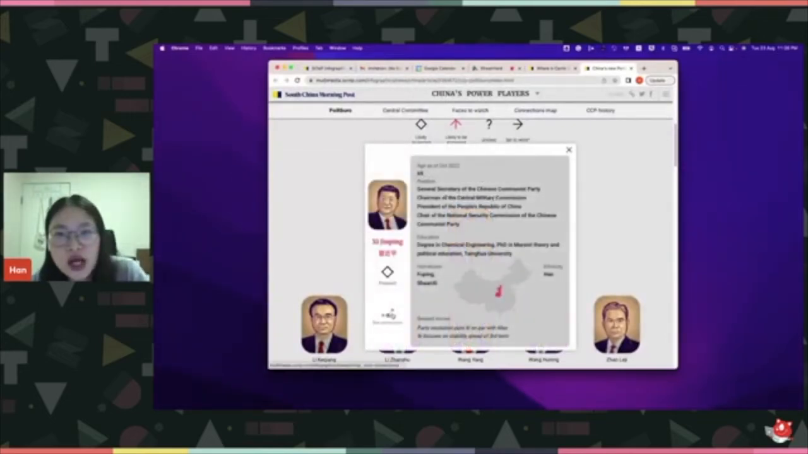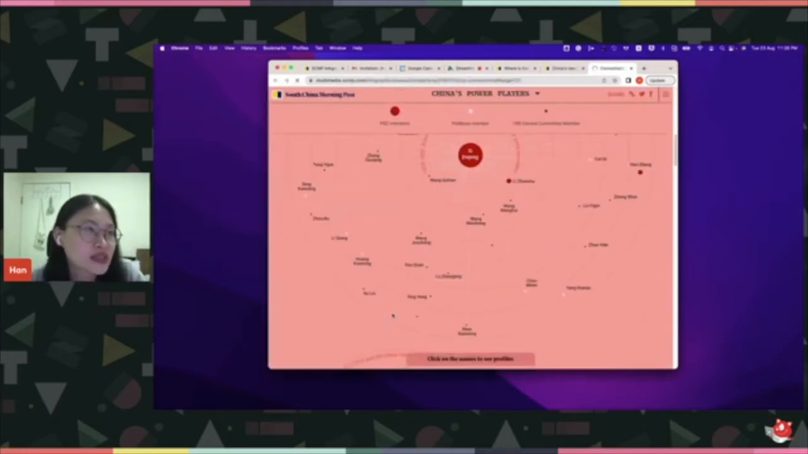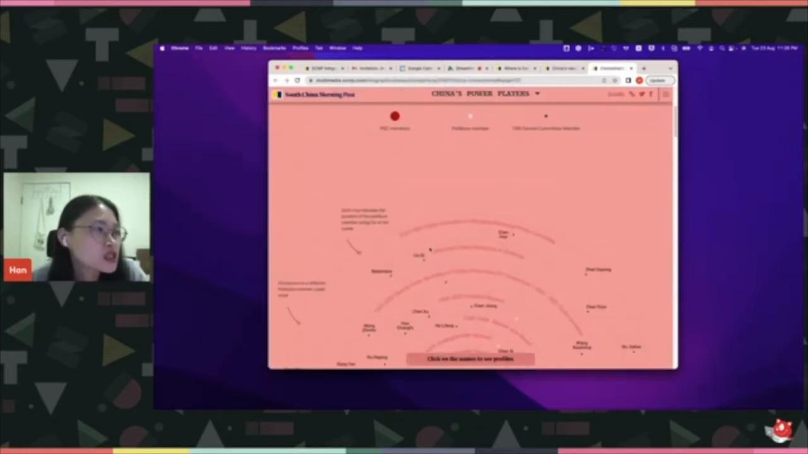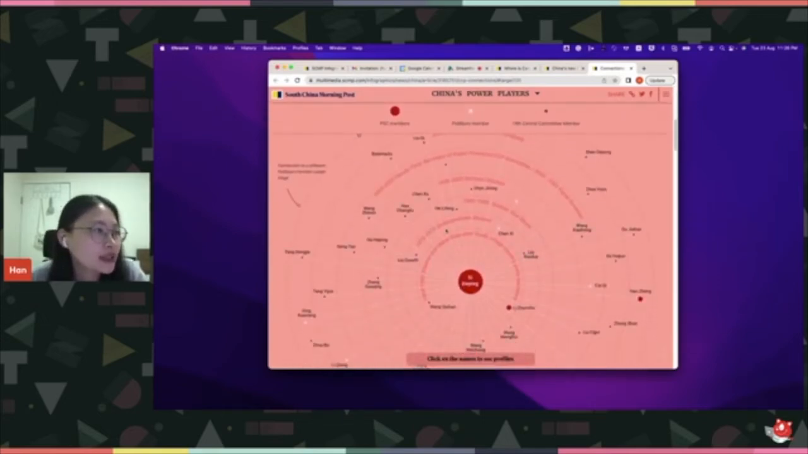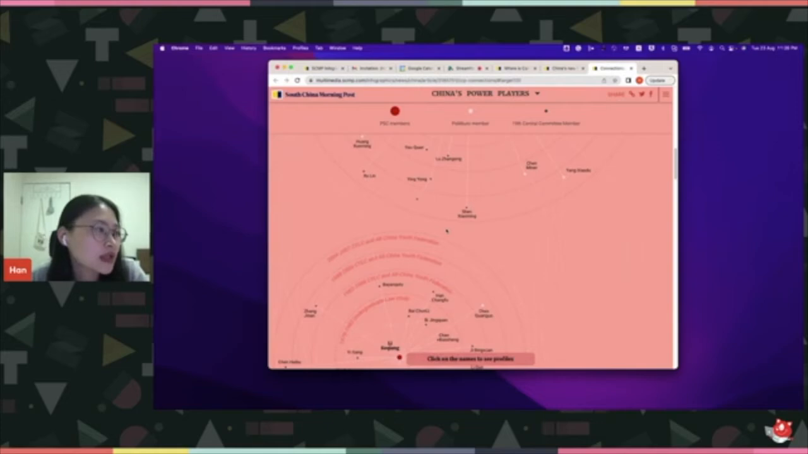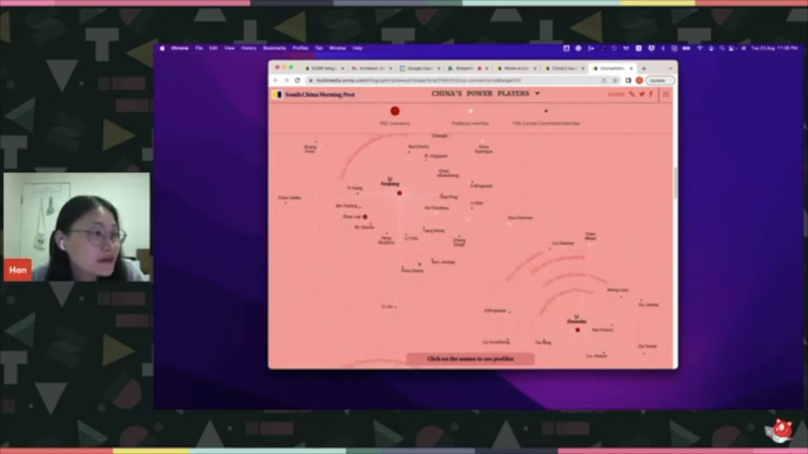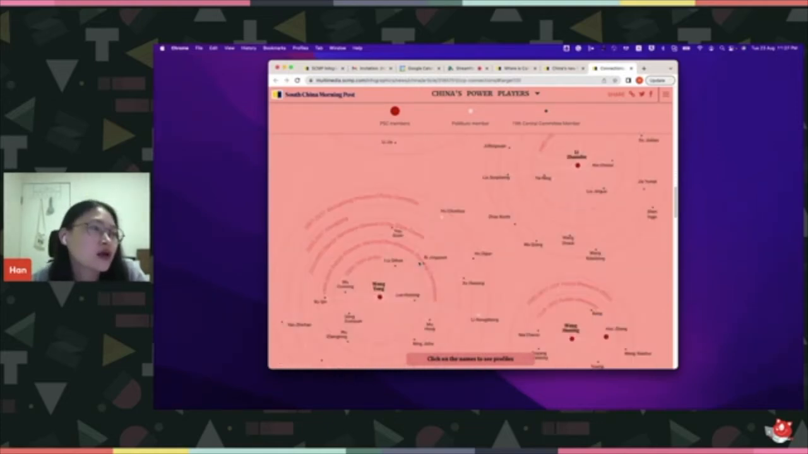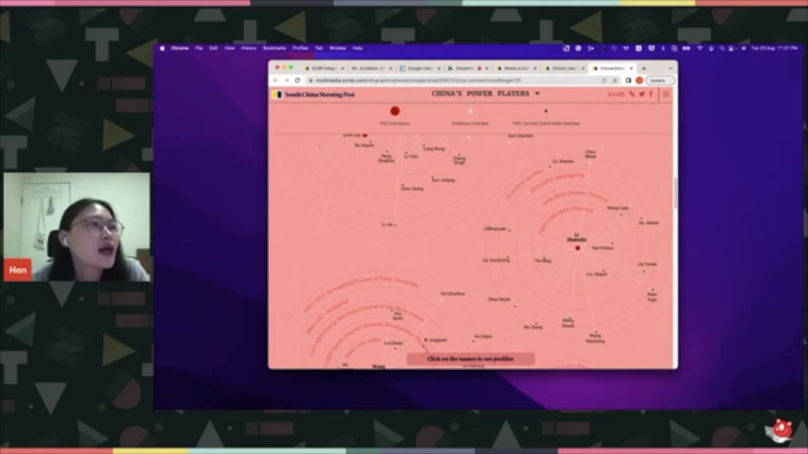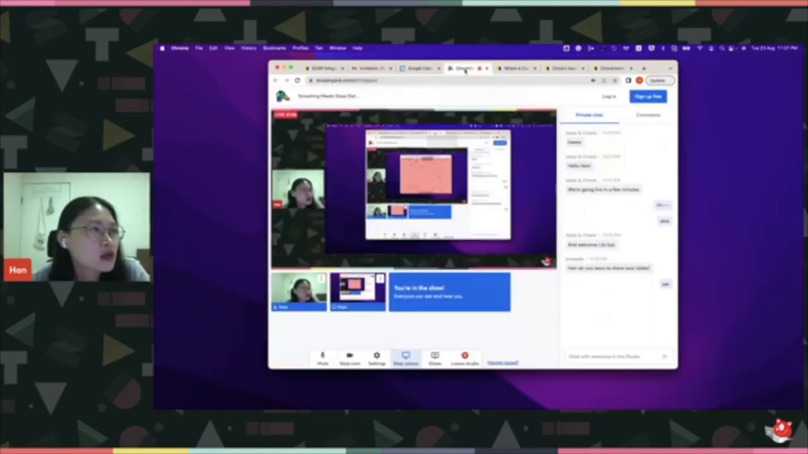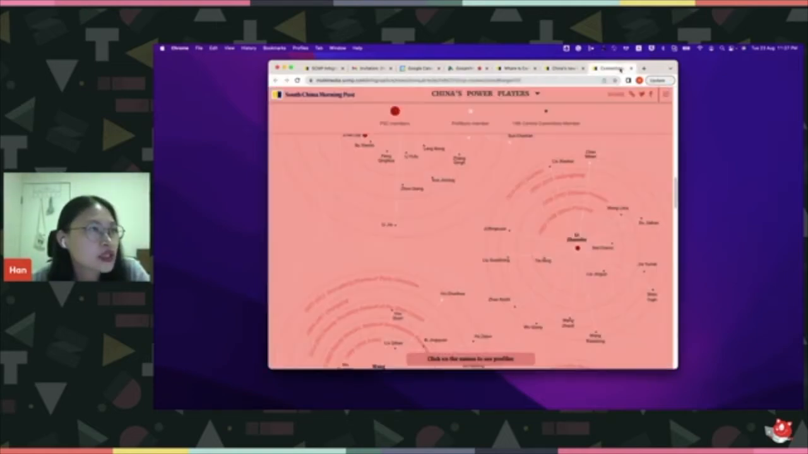If you wonder what his social connections are, you can click through "see connections." This is a graphic created by my colleague. It showcases all the connections of the top seven leaders in the party. So you will know who knows who and who has connections with who. That is the data bank story.